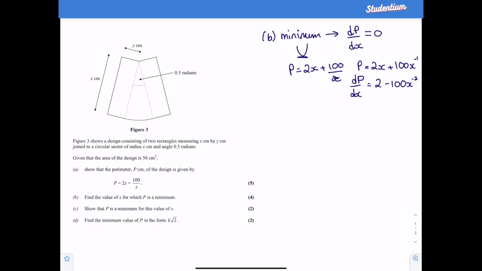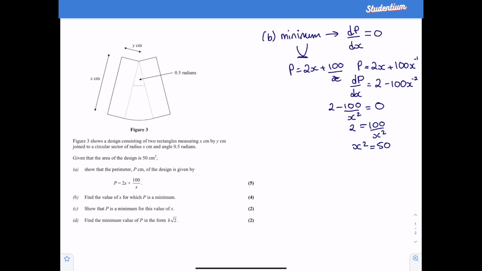So for me personally, whenever I want to rearrange things, I don't like negative powers anymore. So we put it as a negative power temporarily so we could differentiate. But now I'm going to rewrite it as a fraction. So we've got 2 minus 100 over x squared. And I know that I want that to be equal to 0. So now what I would do is rearrange this and get x as the subject. So here I would say 2 equals 100 over x squared. So there I can say x squared equals 50.